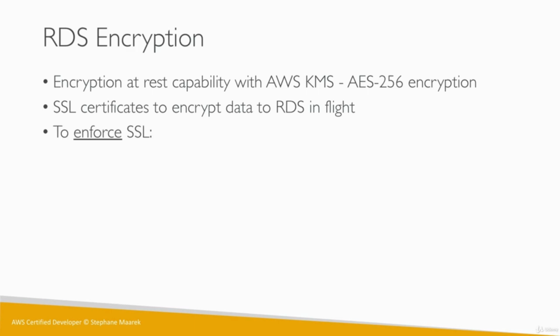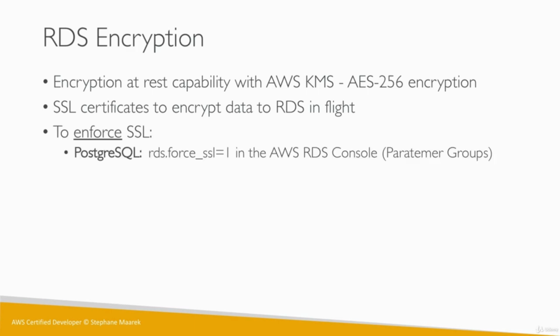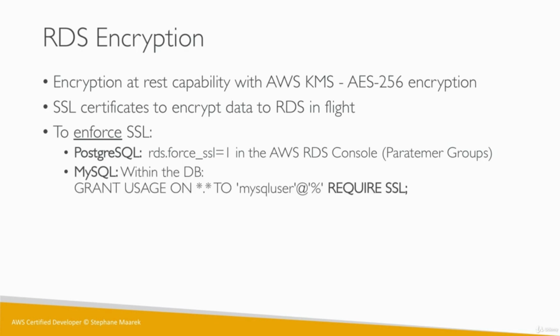And to enforce SSL, and that's quite a popular question, for Postgres, there's one parameter we can set in the RDS console in the parameter group, and it's called rds.force_ssl equals 1. That's for PostgreSQL. And for MySQL, within the database, you have to run a statement. It's quite a complicated statement, but what you notice is that at the end, it says REQUIRE SSL. So that's to enforce SSL. Once you run this statement, no user will be able to connect to MySQL unless on an SSL connection. And so that's quite a popular question.